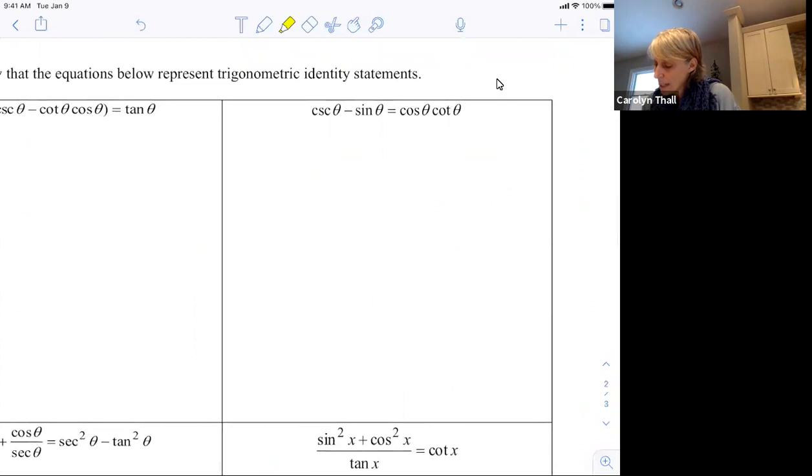Cosecant theta minus sine theta equals cosine times cotangent. I'll just rewrite each side: 1 over sine minus sine equals cosine times cosine over sine. And again, I might have done more work than I needed to, but I like to see it in sines and cosines. So to get this side as one single quotient, I'm going to multiply by sine over sine, add across the numerator.